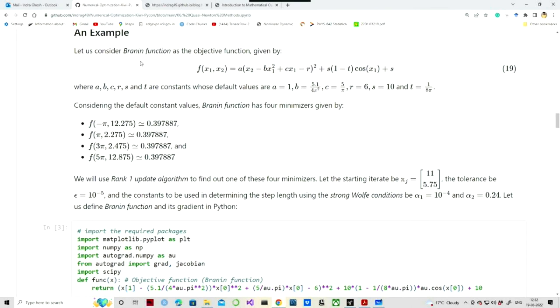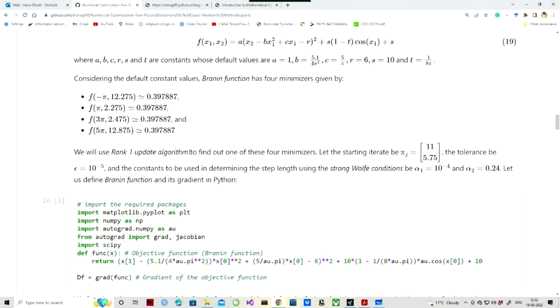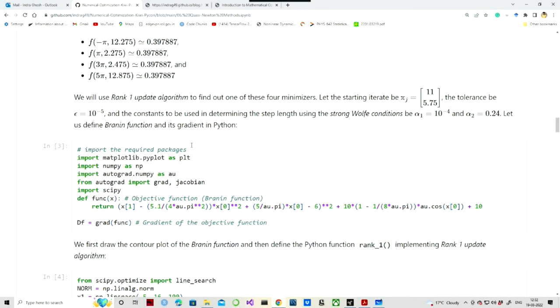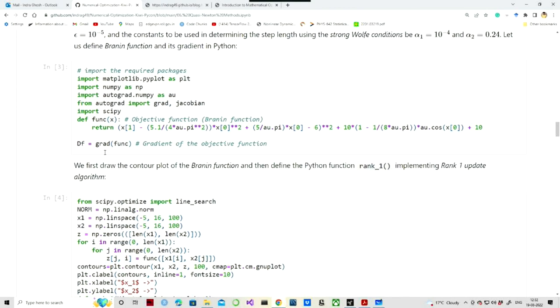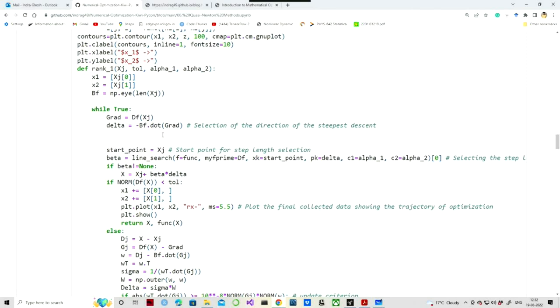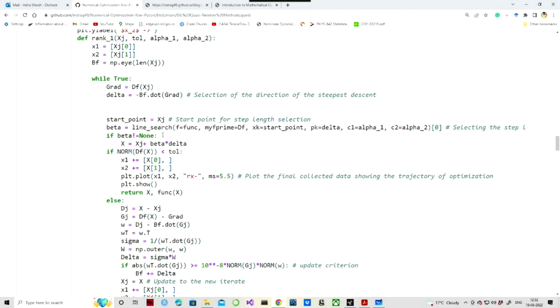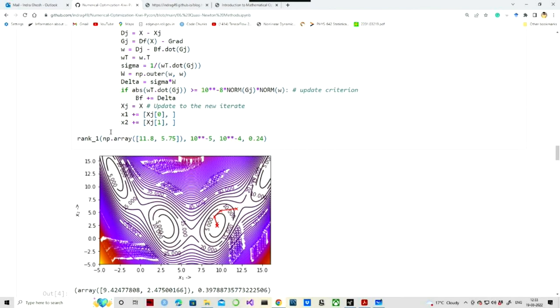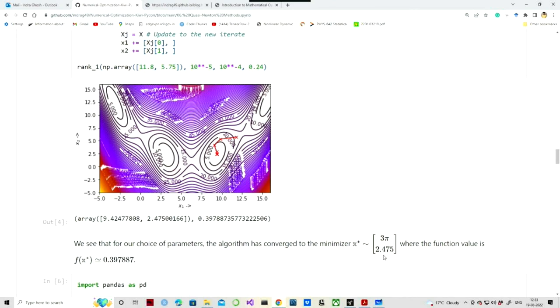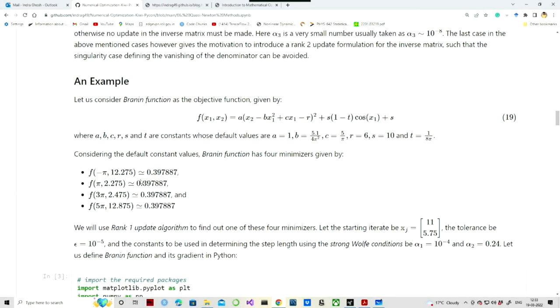As an example, I'm considering the Branin function. It has four minimizers, and which one you reach depends on where you start your initial point. Here we again define the function, calculate the gradient in this cell, and then, similarly as before, this is the whole rank one function, which calculates the direction, the value beta, and gives the minimizer and the value of the function at that minimizer. If you run this cell, you will see that the initial point was here, and it ended up at this point, which is actually 3 pi, 2.45475. This is the third minimizer.